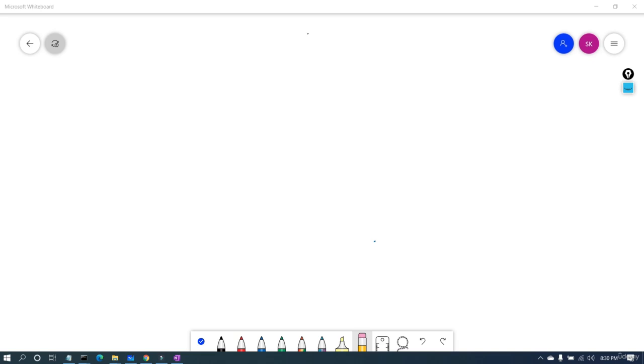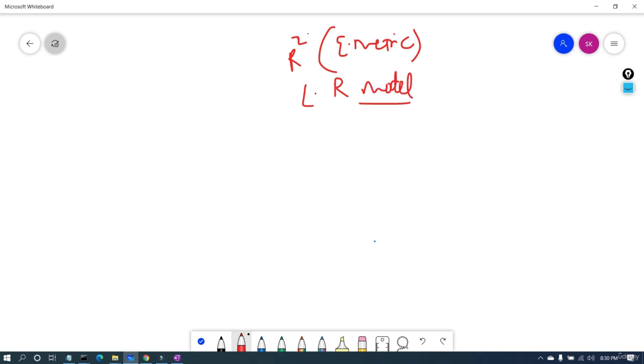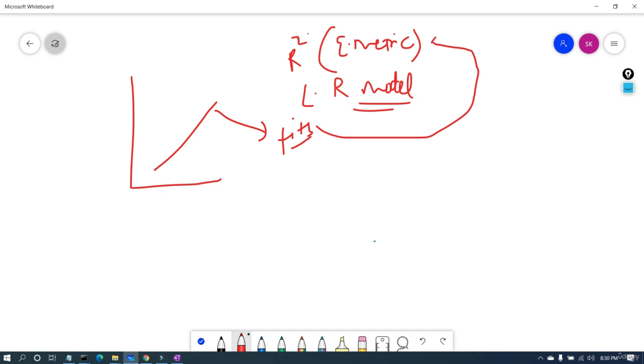Now let's learn about R square. R square is similar to the accuracy. We are using this R square as an evaluation metric in order to evaluate the linear regression model. In the case of a linear regression model, if you want to evaluate whether it worked perfectly or not, whether the line created by the linear regression model fits the data better or not, we use this R square.